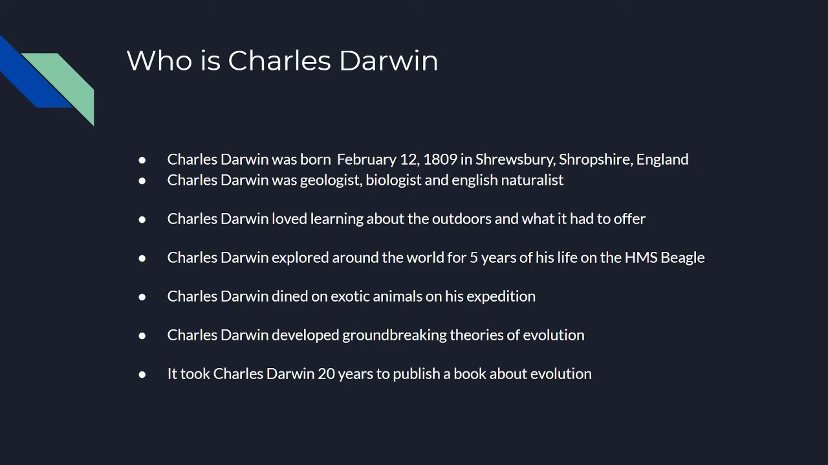Charles Darwin loved learning about the outdoors and what it had to offer. He explored around the world for 5 years of his life on the HMS Beagle. He also dined on exotic animals on his expedition. On his groundbreaking expedition, he developed theories of evolution and natural selection. It actually took 20 years for him to publish his book about evolution and natural selection.